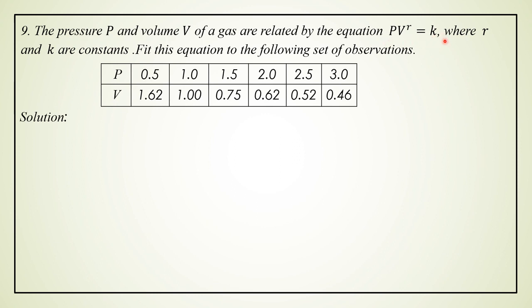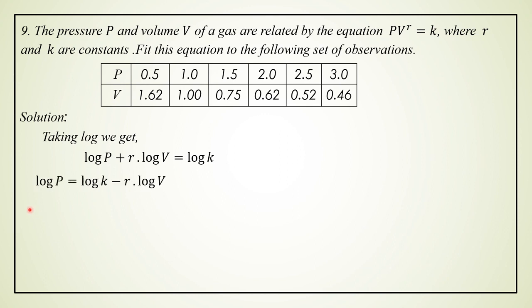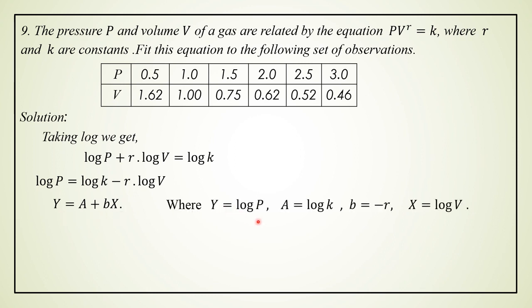So let us first write the normal equations of it. Taking log on both sides of the equation and using the property of log, we get log P plus R into log V is equal to log K. By rearranging the terms, we can write it as log P is equal to log K minus R into log V, or in the form y is equal to A plus bx, where y is log P, capital A is log K, b is minus R, and capital X is log V.